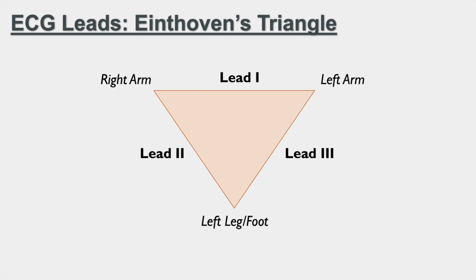And you can remember the placement of these just by thinking of this triangle and by thinking it goes in a counterclockwise motion. So lead 1, lead 2, and lead 3. Again, lead 1, right arm, negative, going toward the positive in left arm. Lead 2 going from a negative in the right arm down toward a positive in the left foot. And lead 3 going from a negative in the left arm going toward the left leg or the left foot.